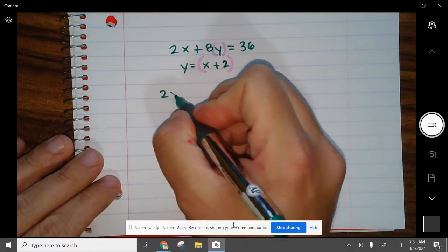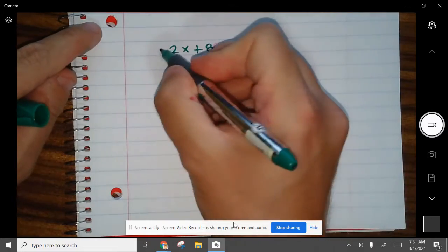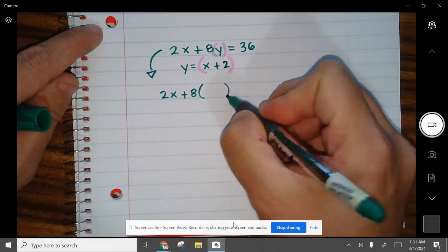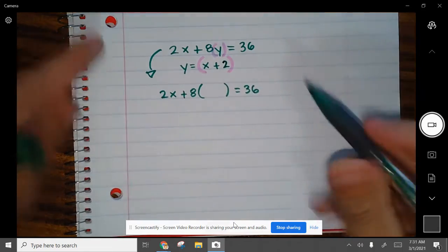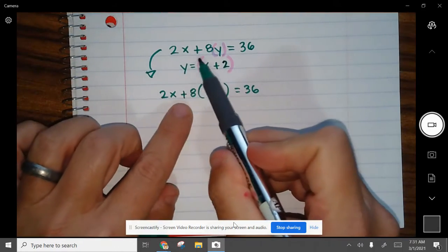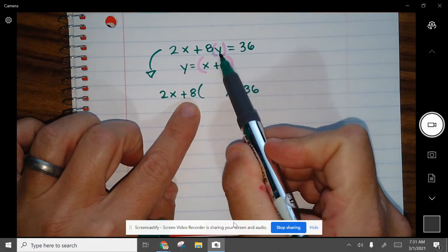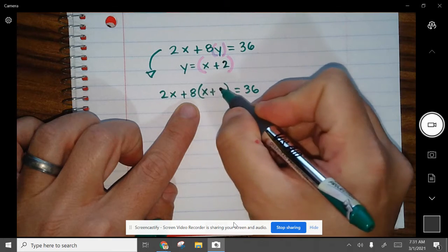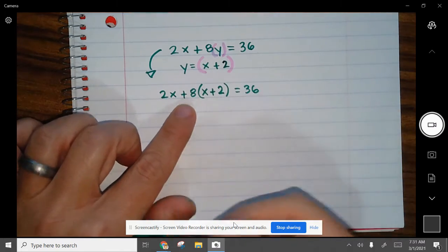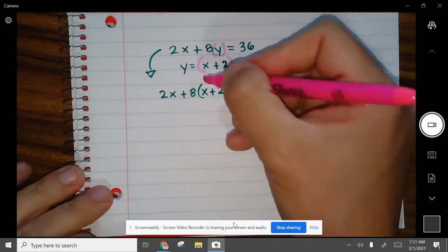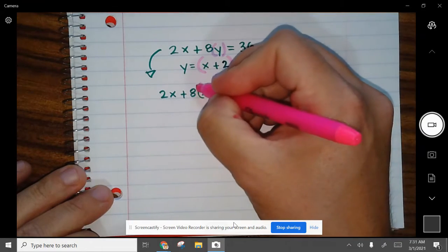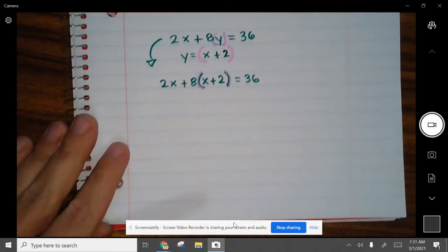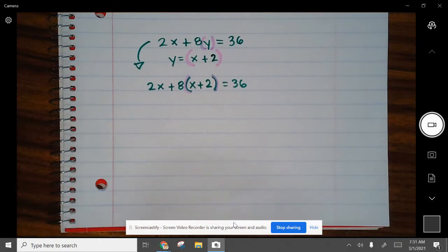Underneath here, I'm going to go 2x. I'm rewriting this top equation. I can just even put that down there. I'm rewriting it. 2x plus 8 equals 36. Instead of putting y, though, there's no more y because I know what y equals. I'm going to do x plus 2. I'm going to replace that right there, okay? Give you a little bit better understanding. Again, this is all going to go here. So now you're just going to solve this equation.